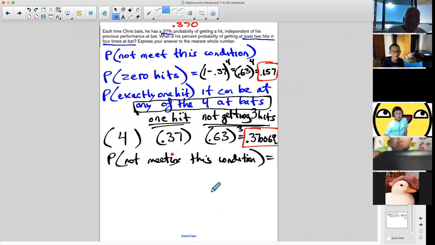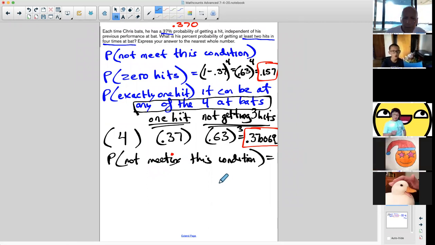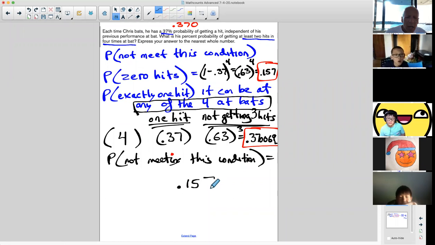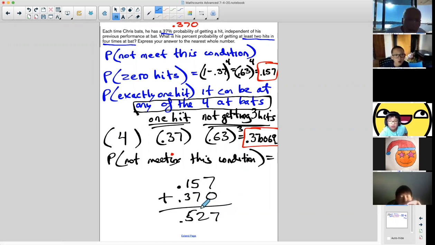0.6311. No, but you're not telling me how you're doing it. I want to know what. You subtract 1. One minus the answer you just got, like the 0.370069. So guys, you need to add these 2 together. And when you do that, you get 0.527. That is the probability of not meeting the condition.